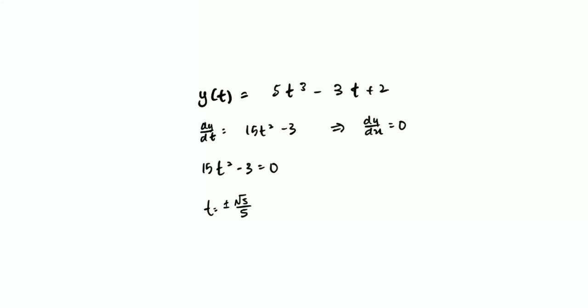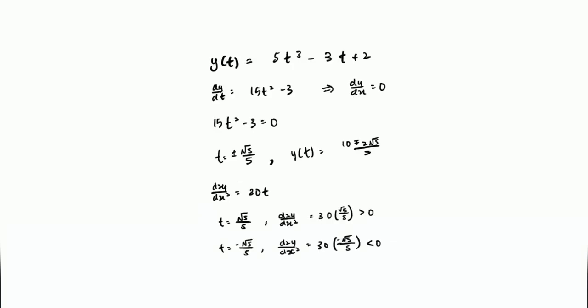So back to the question. Now using the method I just mentioned, we can get dy/dt, which is also the first derivative. Now equating it to 0, I will get the values of t, which is plus minus root 5 over 5. Now that I have my t values, I'll just sub them into my original equation to get the corresponding y values. But I have two values and I'm not sure which is the maximum or minimum now.